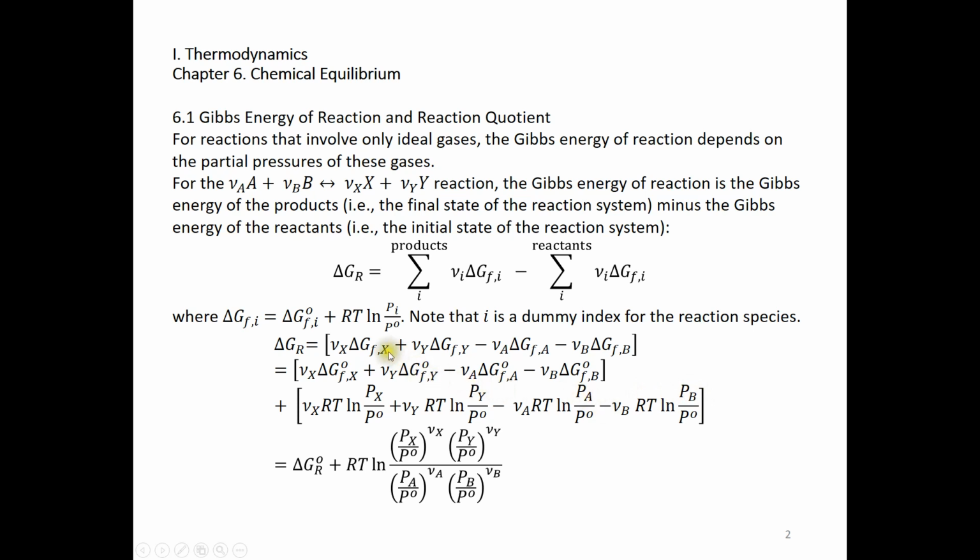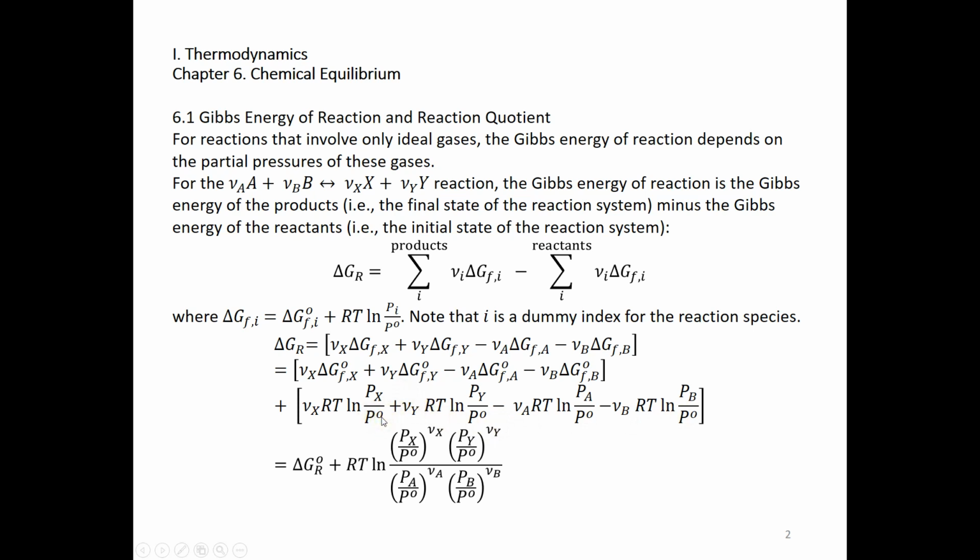So now from 1, 2, 3, 4 terms, we have a total of 8 terms. The first 4 terms together is going to be the standard Gibbs energy of reaction, in which every single species is in a standard state. For an ideal gas, it simply means its partial pressure is 1 bar. And now we have 4 terms over here. They take the pressure difference into account.